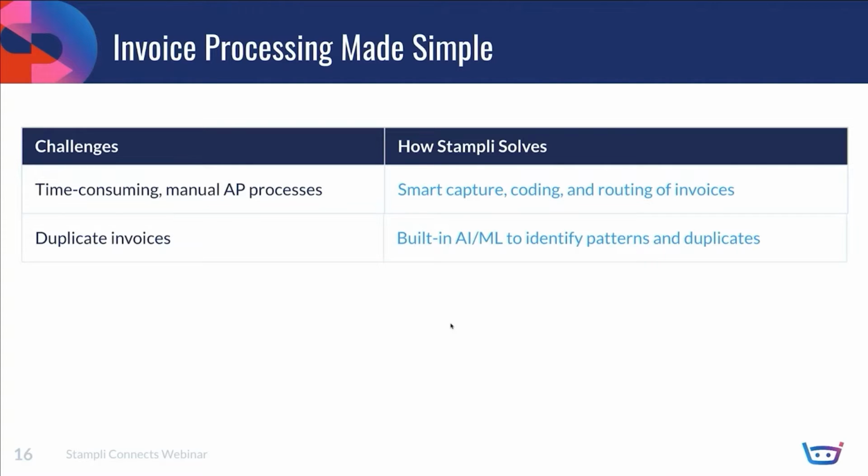This next piece here is going to be filtering out the duplicates, right? Duplicate invoices can be a problem, especially when we're processing hundreds or thousands of invoices. So we have built-in AI and machine learning to identify patterns and duplicates in the coding, and just overall in the invoices.